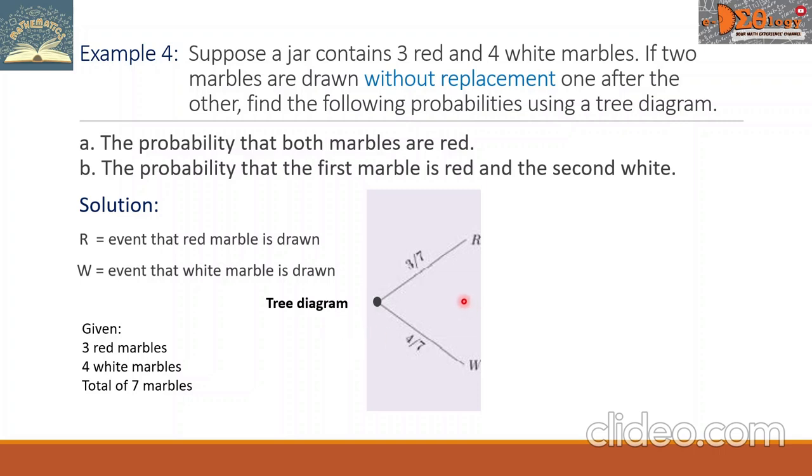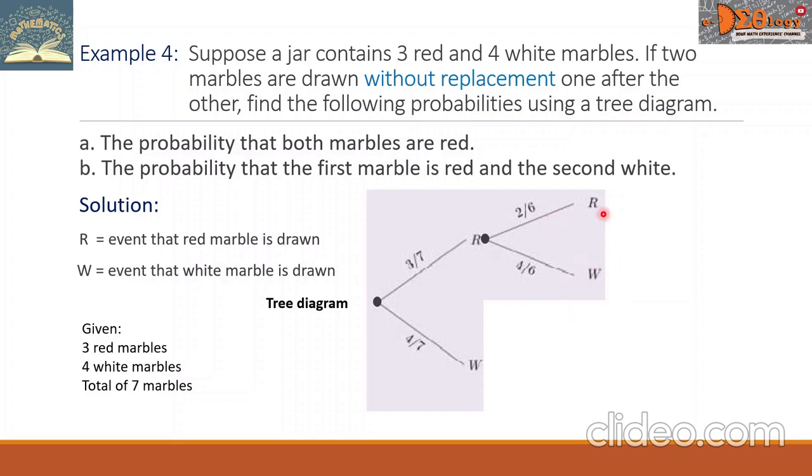In the first draw, we have two possibilities. One, taking a red marble. Second, taking a white marble. The probability of taking a red marble is 3/7. The probability of taking a white marble is 4/7. Let's go now to the second draw. Having the first draw to be a red marble, it becomes like this. On the second draw, there will be two possibilities also. One, taking a red marble. Second, taking a white marble.